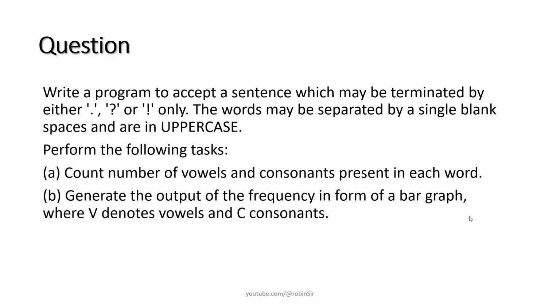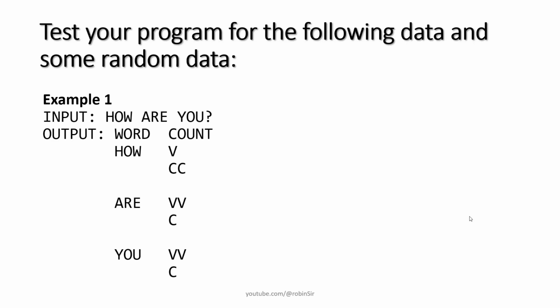And then we have to perform the following tasks. We have to count the number of vowels and consonants present in each word, and we have to generate the output of the frequency in the form of a bar graph where V denotes vowels and C denotes consonants. So this will be clear with an example. So here is one example.